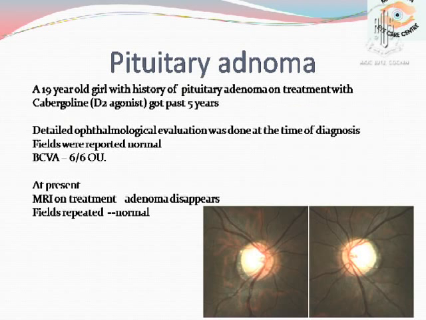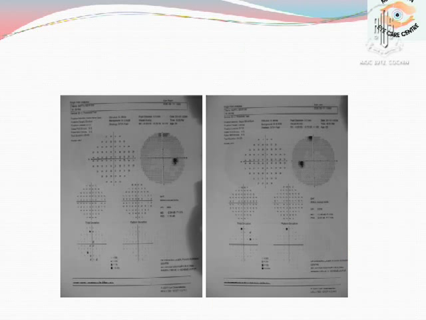A case of pituitary adenoma. This is a case of a 19-year-old girl who had a pituitary adenoma, and she's already on treatment with cabergoline for the last 5 years. And this is the fundus picture, which is showing bitemporal disc pallor. A detailed ophthalmological evaluation was done at the time of diagnosis. Fundus was reported normal, and fields were reported normal with a normal visual acuity. At present, she has an MRI where there is no edema, and these are the fields today. There is no field defect.